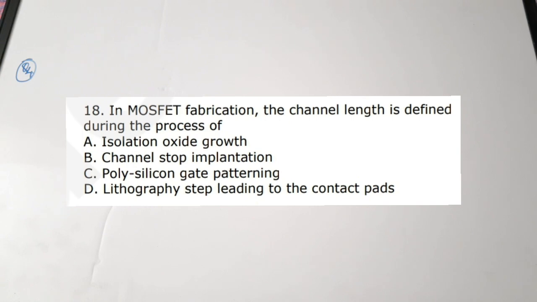Next question, you can see on board. In MOSFET fabrication, the channel length is defined during the process of dash. A. Isolation oxide growth? No. B. Channel stop implantation? No. C. Polysilicon gate patterning? Yeah. During the polysilicon gate patterning, the channel length is actually defined. Okay. Last one, lithography step leading to the contact pad. No, it is directly given that lithography is actually used for contact pad generation. Okay, so correct answer here is option C. During the polysilicon gate patterning, we define the channel length.